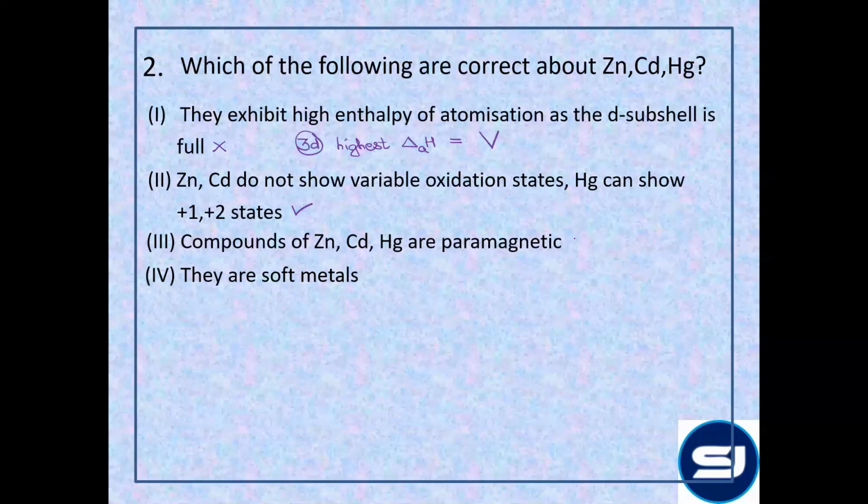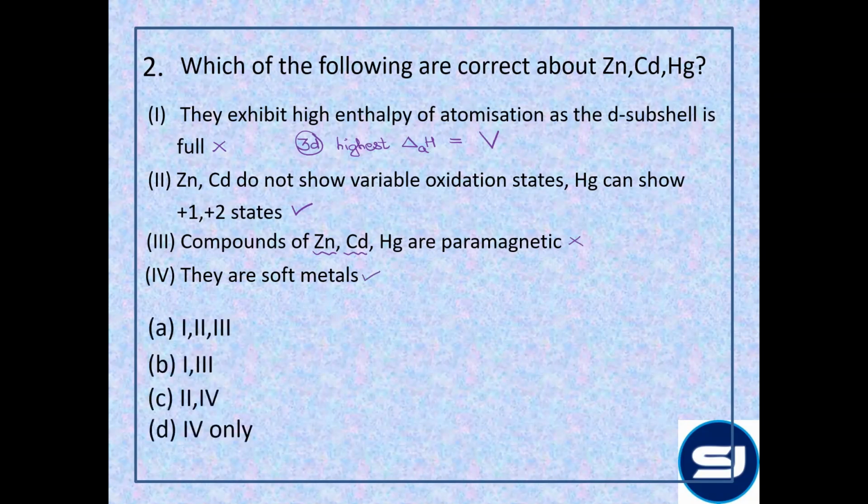Compounds of zinc, cadmium, and mercury are paramagnetic. No, they can't be. Zinc and cadmium have the D10 configuration and show only one oxidation state, so they will be diamagnetic. In the case of mercury, when it is +2 it's diamagnetic, when it is +1 it can be para, but in general the compounds of these three being paramagnetic is false. They are soft metals. True, they are soft metals with a low boiling point. So the correct statements would be 2 and 4.